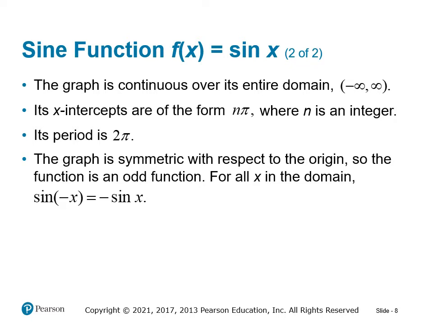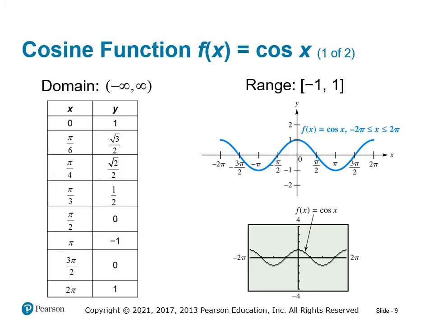And the graph, because it goes through the origin, is symmetrical with respect to the origin, so this is an odd function. What that means is if we plug in a negative x into our argument, this will be the same value as the negative of the sine of positive x. These are reflected across the origin.